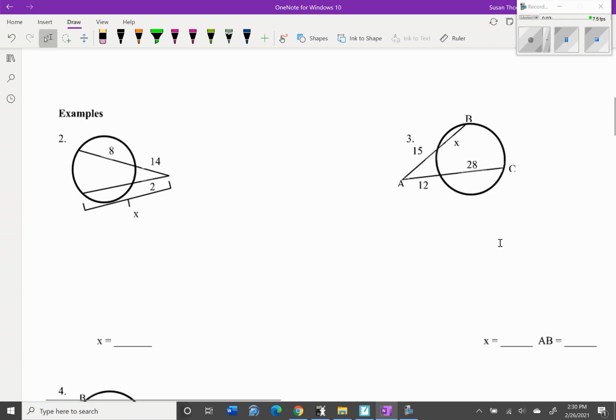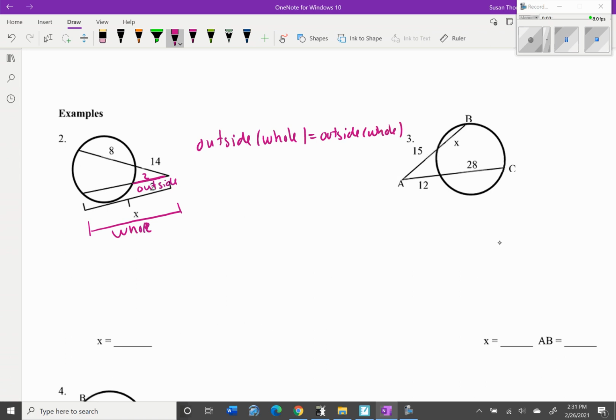So we have our secant lines. To solve for x, which is this entire length, we know that we have to multiply the outside times the whole equals the outside times the whole. So this is the whole. And this portion right here is the outside, which again was 2. So the outside times the whole equals the outside times the whole. So in this case, the outside is 2 times the whole is x. So I should do it the other way.